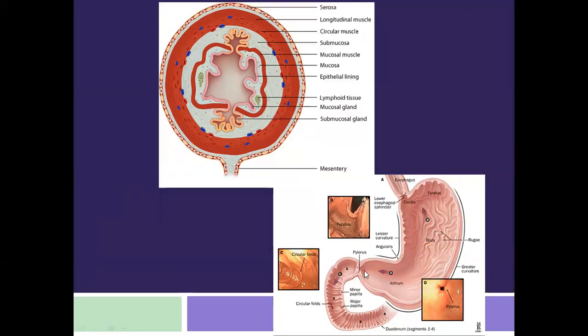There are two important structures for the continuous movement of food within the stomach, which are called sphincters. There are two sphincters: the cardiac sphincter at the cardiac end and the pyloric sphincter at the pyloric end. The main problem for peptic ulcer is formed due to continuous structural destruction of the muscularis mucosa layer.